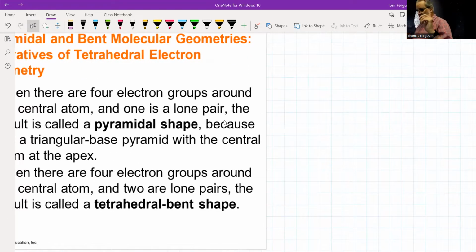I'm going to take the basic tetrahedral model here and show you all the versions of the molecular geometry.